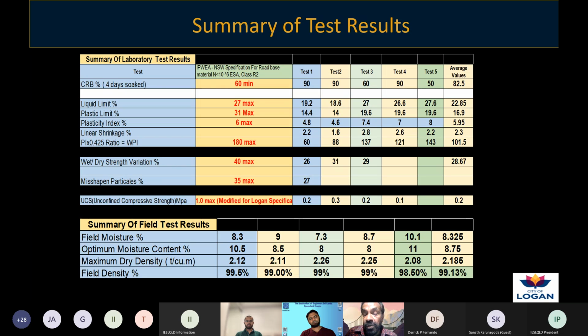Maximum dry density is about 2.2 tons per cubic meter, which is very similar to 2.1 gravel. Field density was 98 or 99% of modified compaction. So this indicates that this material is very suitable to use in our road pavements.